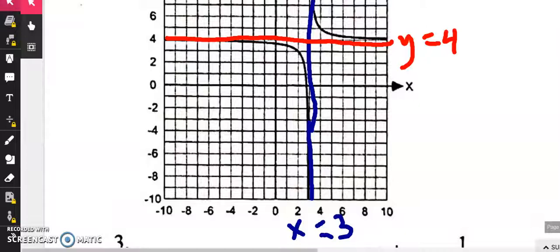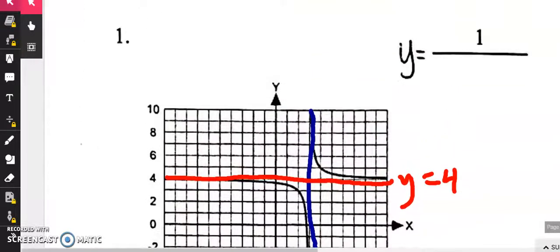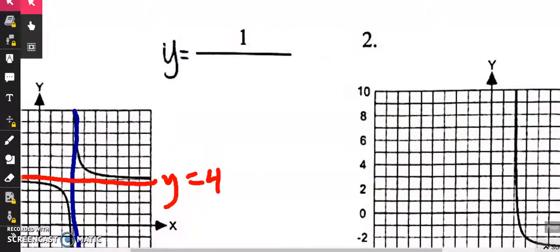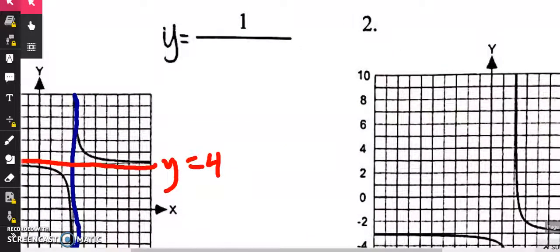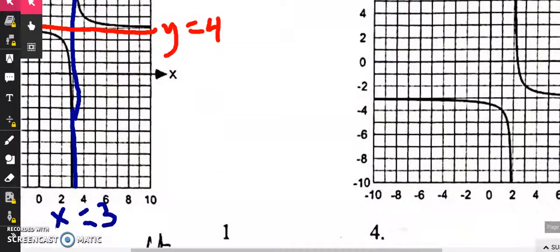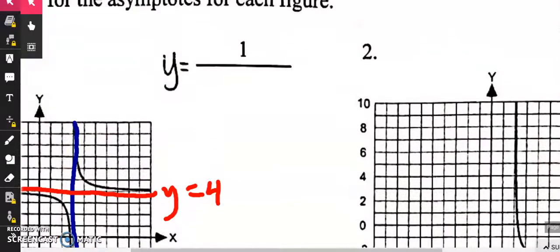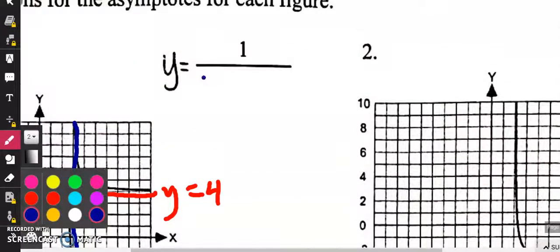So when I fill in my equation, we said that the vertical asymptote makes a 0 in the denominator of the fraction. Since I said that one lines up with x equals 3, I need an x minus 3 in the denominator of my fraction. Since our graph has been shifted up 4 spaces, we're just going to put a plus 4 after the fraction.